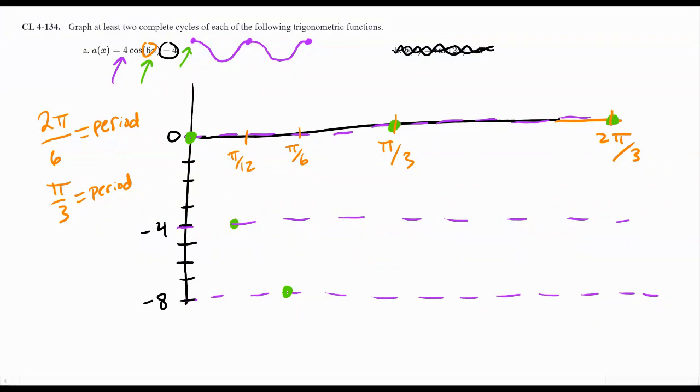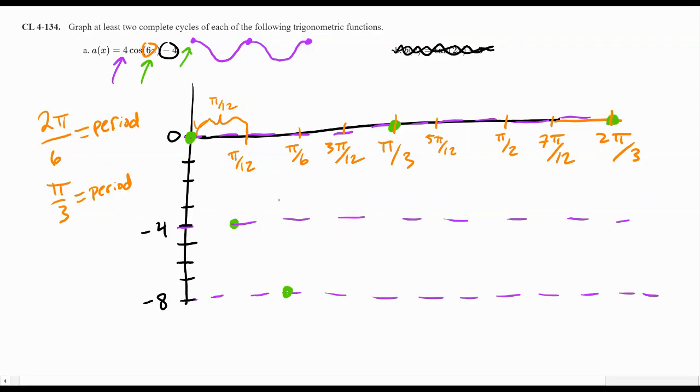Now I know that I'm going up by pi over 12 each time here. That's pi over 12. So each time I'm going up by pi over 12, which means that this is going to be 3 pi over 12, 4 pi over 12, 5 pi over 12, 6 pi over 12, which is the same thing as 3 pi over 6, which is the same thing as pi over 2, 7 pi over 12, and then 8 pi over 12, which simplifies to 2 pi over 3.